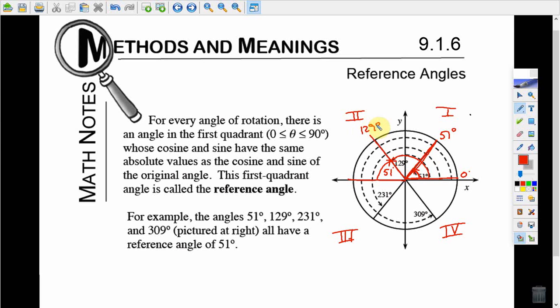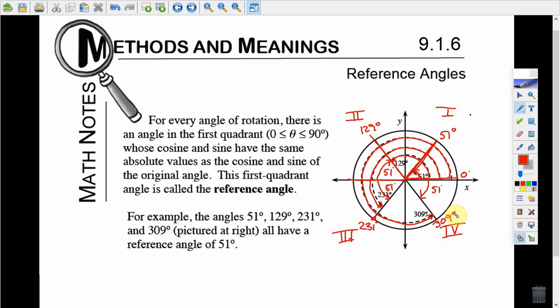129 degrees. If we come down from the x-axis in quadrant 3, 51 degrees, that will correspond to this angle of 231 degrees. And it goes all the way around here, 231 degrees. If we go down from the x-axis in quadrant 4, 51 degrees, that's our reference angle, we'll find our fourth corresponding angle of 309 degrees right there.